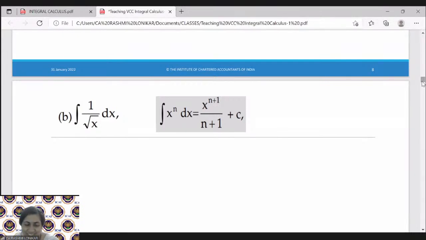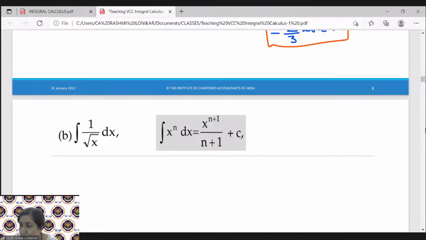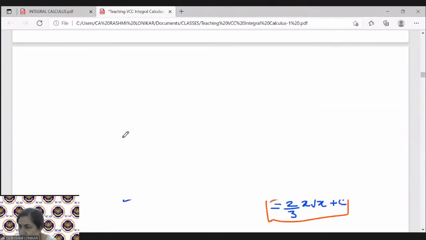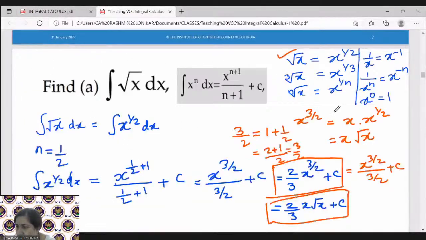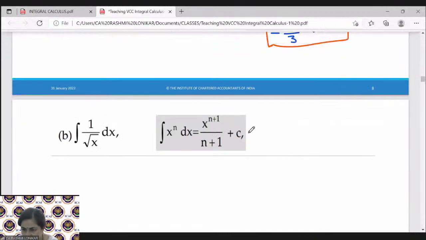Okay, right. So, can you now do this next one on your own? The next sum is integral of x raised to 1 upon root x dx. Right now I told you how we are going to write it. 1 upon x can be written as x raised to minus 1. 1 upon x raised to n can be written as x raised to minus n. So we are going to use this concept and we are going to solve this.